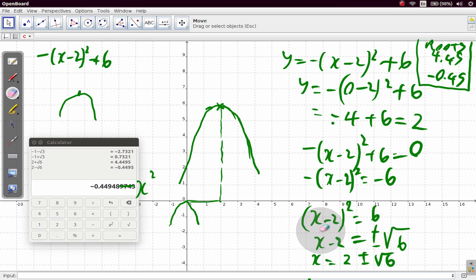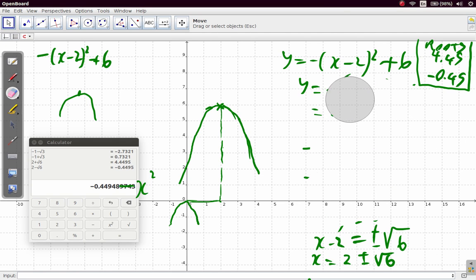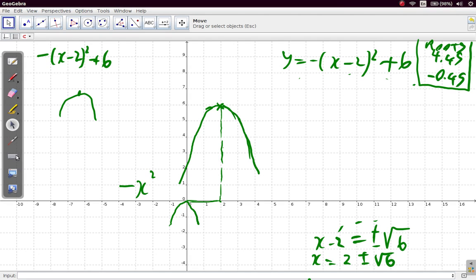All of these writings. Let's not erase everything. Let's erase this part and this part. Good. Now we want to see what the graph would be. Let's plot the graph. It is negative, open bracket, x minus 2, close bracket, squared, plus 6. Aha! Let's make the graph thicker so we can see it clearly.